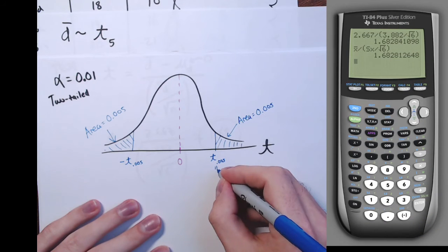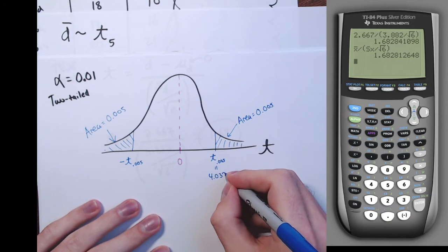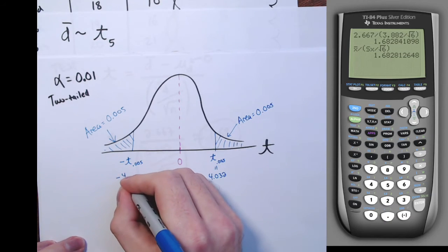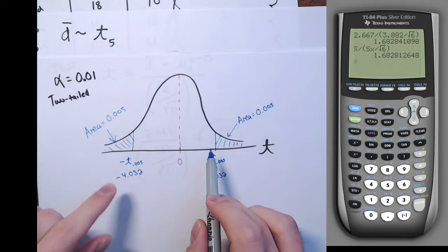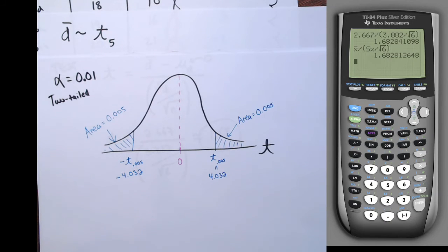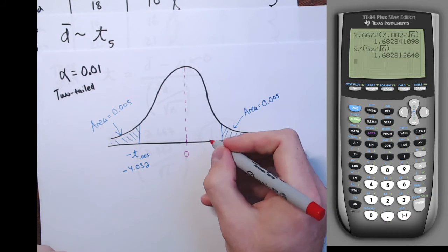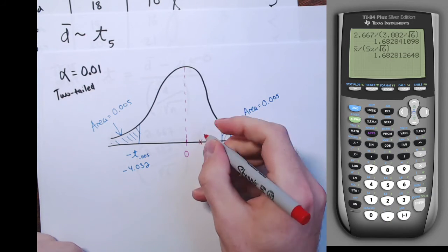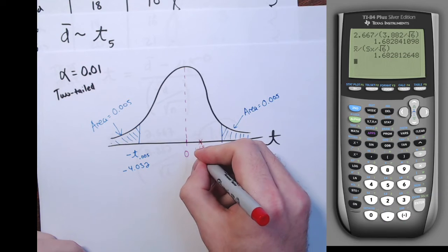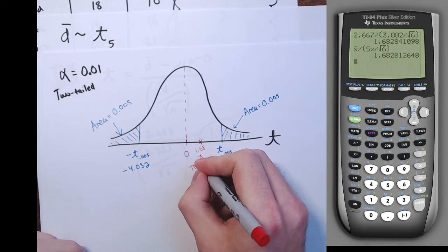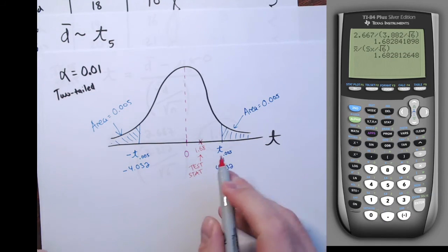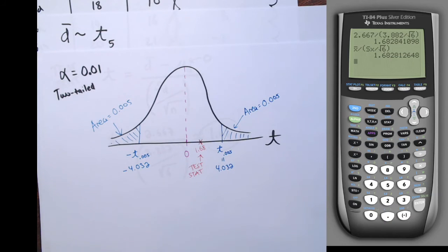So this value is 4.032, and then this other value is negative 4.032. And those are the critical values. Those are the entrances to my rejection region. And then what was our test statistic? The test statistic I just calculated was 1.68. Where does that fall? Well, that's definitely not in a rejection region. There's the test statistic, 1.68. Not in a rejection region. But we'll get to that in a second too.